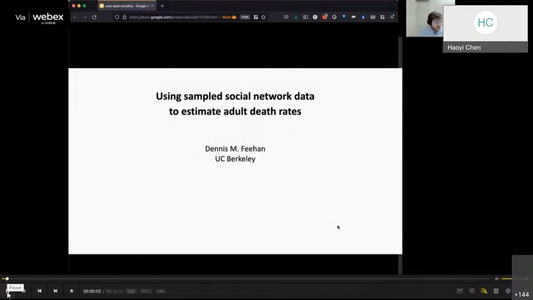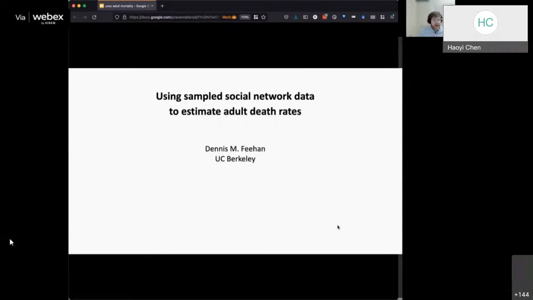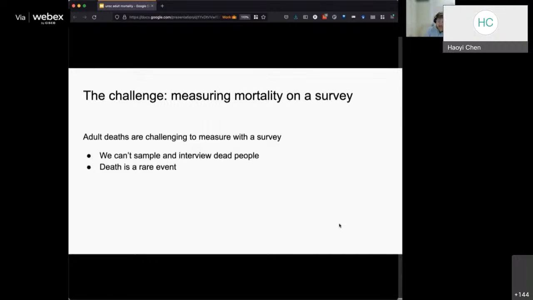Thank you very much for inviting me to join you today. I'm going to be talking briefly about using sampled social network data to estimate adult death rates. I thought I'd start by outlining what I think are the two big challenges to measuring adult mortality on a survey.